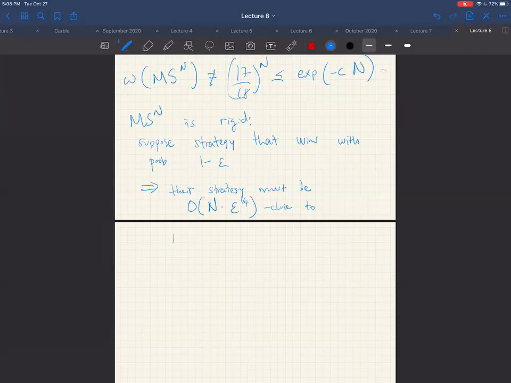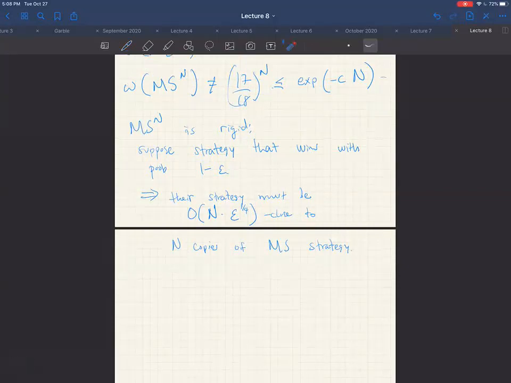I should say close to N copies of the game. The thing I want to point out is that the closeness here is not so great, right? This is only meaningful if epsilon is really, really small. Epsilon goes to zero as N gets larger. And so this is meaningful only when epsilon is less than 1 over N to the fourth.